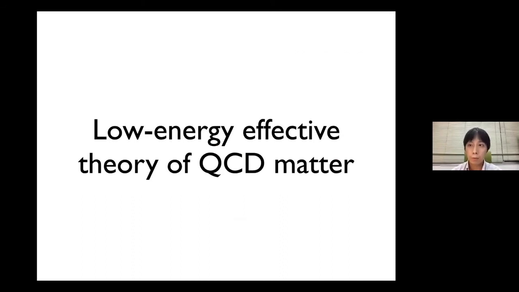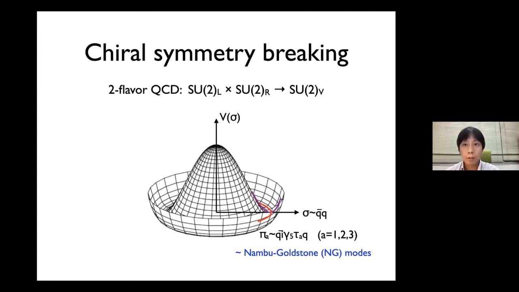So let us start with the low energy effective theory of QCD. Let me first briefly review the basic properties of QCD. In this talk, I will mostly consider two-flavor QCD consisting of up and down quarks. The massless two-flavor QCD has the SU(2) left cross SU(2) right chiral symmetry, which is spontaneously broken down to SU(2) vector symmetry.